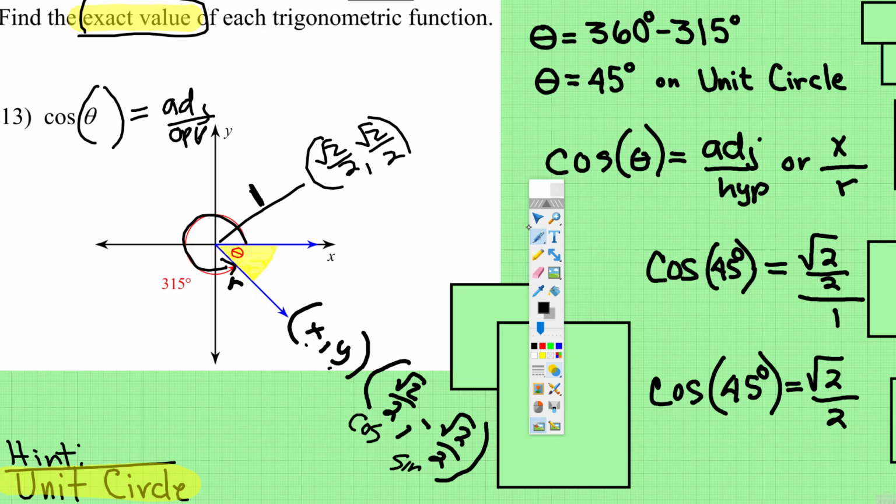But then when we apply that to the fourth quadrant, well, notice the fourth quadrant, it's also positive. So you could also say cosine of 315 degrees is positive root 2 over 2. But it's because of the reference angle, and then what value is that reference angle in the fourth quadrant? It also happens to be positive. All right, that's it for this one.